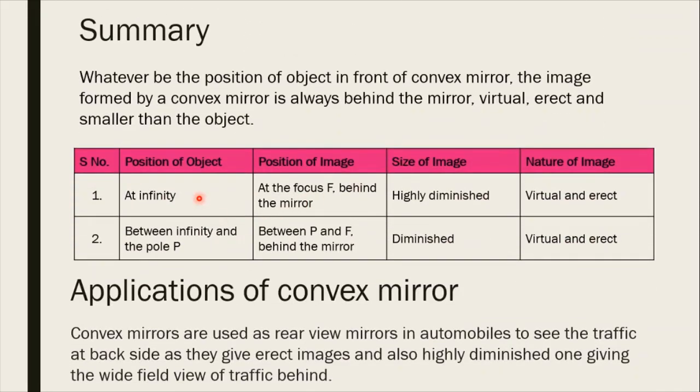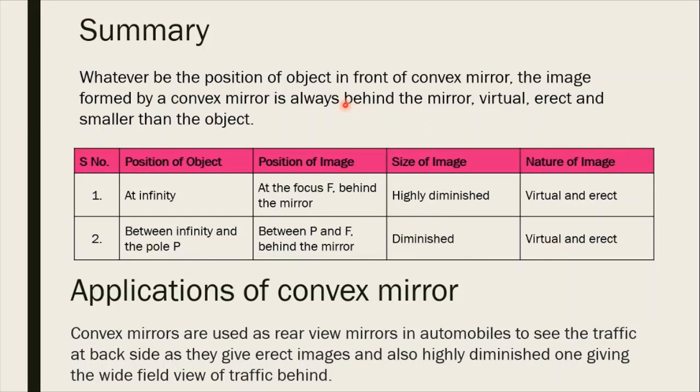In summary, we see that when the object is kept at infinity, the position of the image formed because of the convex mirror will be at the focus F behind the mirror. The size of the image is going to be highly diminished, the nature being virtual and erect. And when we bring the object anywhere between infinity and the pole of the convex mirror, the position of the image strictly lies between the pole and the focus F of the mirror, that too behind the mirror. It is seen that the size of the image is diminished and the nature is virtual and erect.